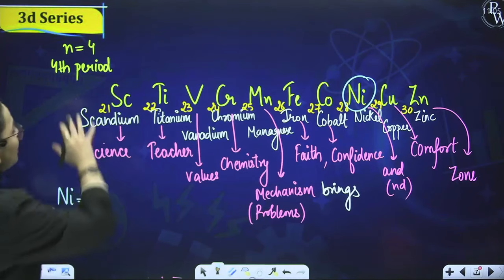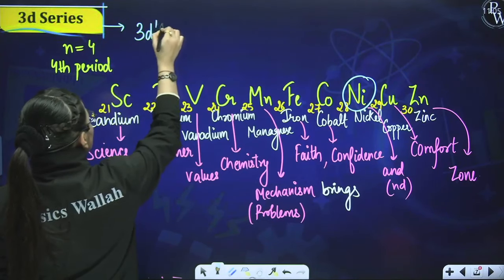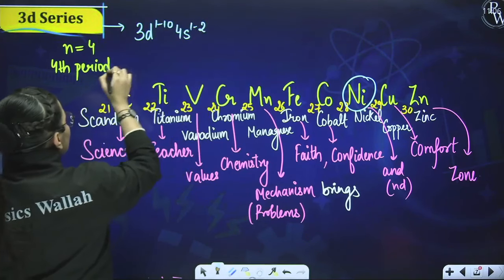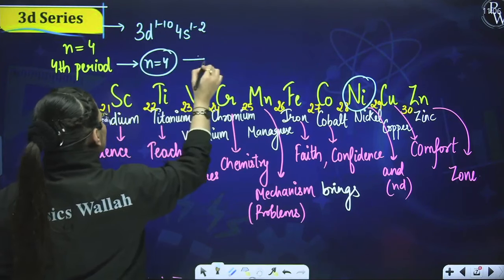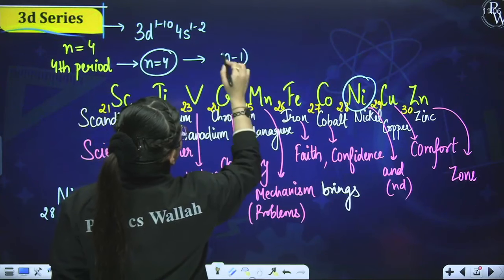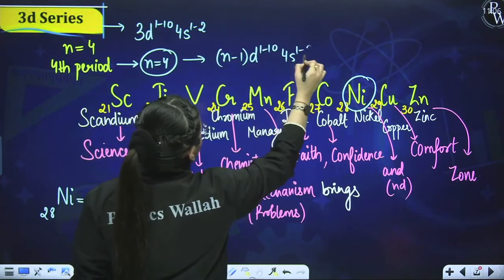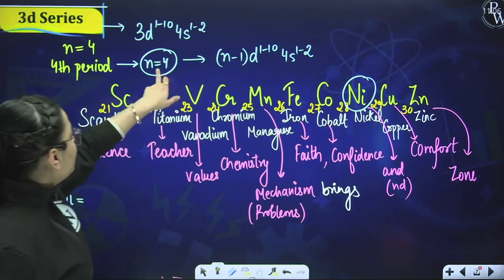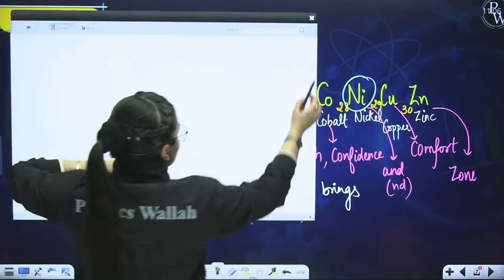So how shall you write the electronic configuration? Now you know the general electronic configuration for this series we have just written right now. It is 3d 1 to 10, 4s 1 to 2. Why? Because over here, if it is the fourth period, that means the n value is 4. And what is the general electronic configuration that we particularly use? The general electronic configuration is (n-1)d 1 to 10, ns 1 to 2. Yes, and when we put the n value as 4, we shall get this, right?